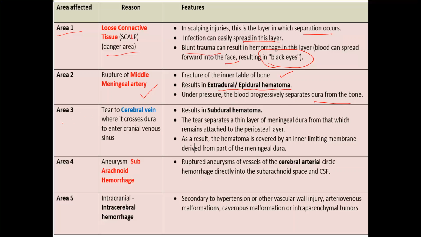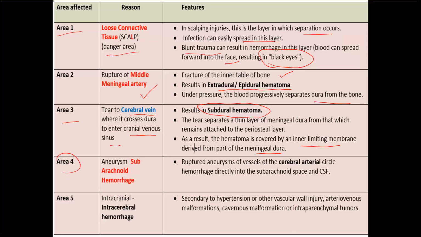Area 3 is related to tear of the cerebral veins, which empty into the venous sinuses, where they cross the dura to enter the cranial venous sinuses. It results in subdural hematoma. It separates a thin layer of meningeal dura from that which remains attached to the periosteal layer. As a result, the hematoma is covered by an inner limiting membrane which is derived from the meningeal dura.